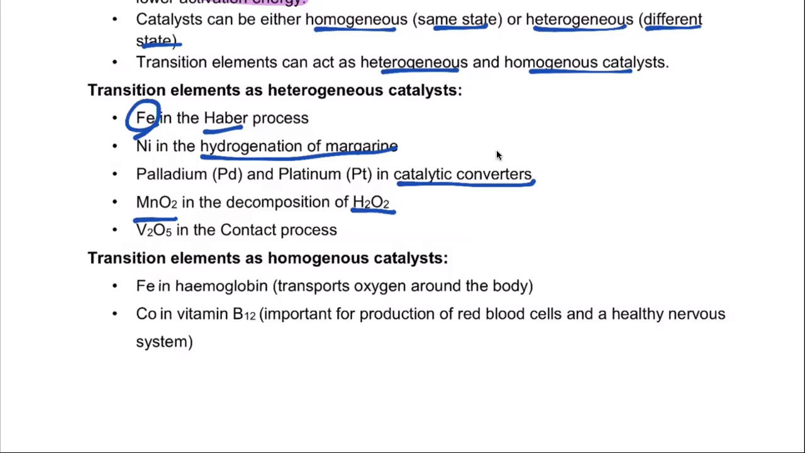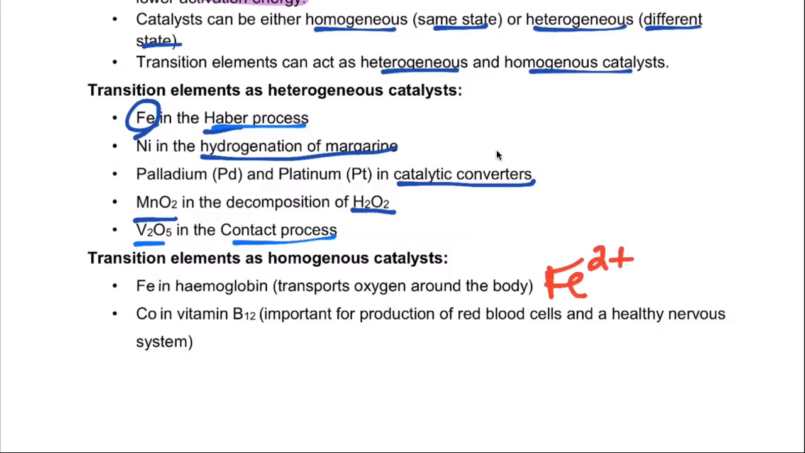And then vanadium pentoxide in the contact process. That's another process similar to the Haber process. It's an industrial process for making substances. So for homogeneous, the two that are on here, they're actually pretty important. Iron and hemoglobin, and specifically it's iron ions, okay?